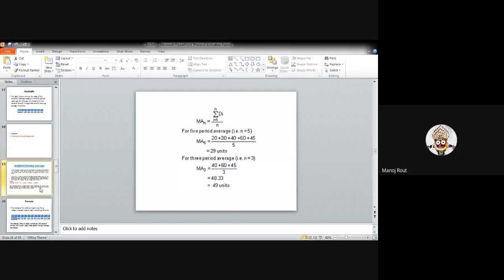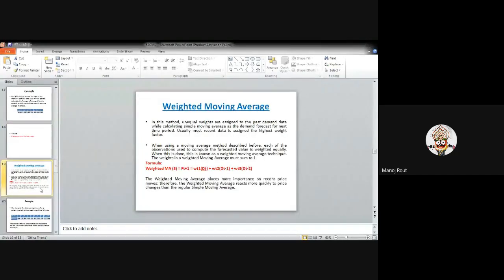The next method, just note down the formula first, then I will explain. All of you note down.